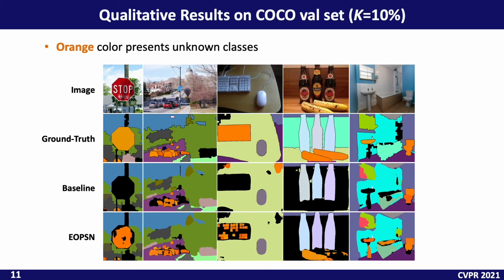Here are the qualitative results. The orange color represents unknown classes. Our model can find the stop sign and banana while the baseline cannot. Although keyboard is one instance, EOPSN finds each key, which decreases PQ and RQ.